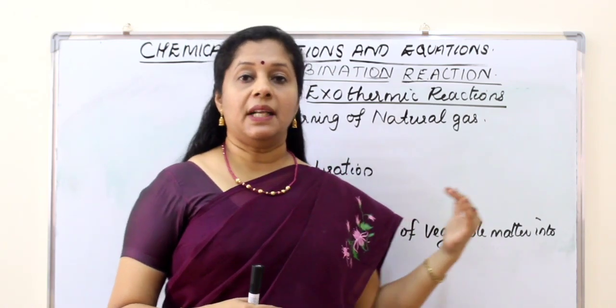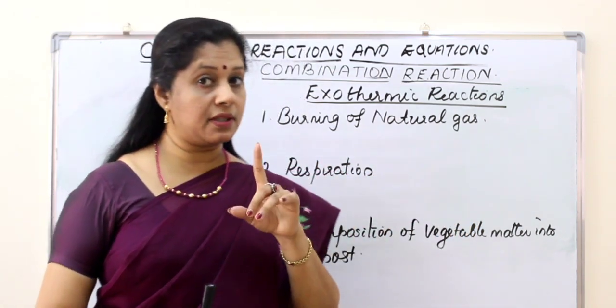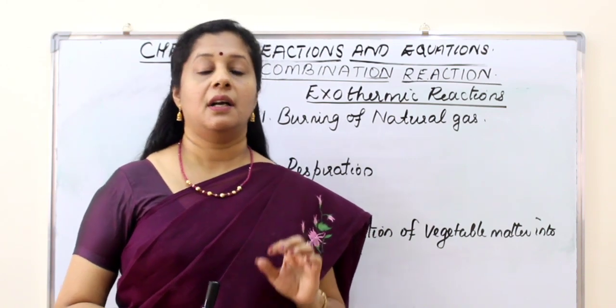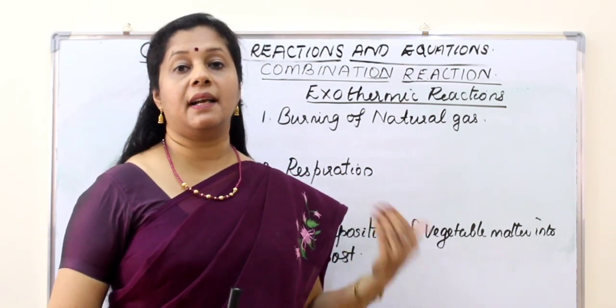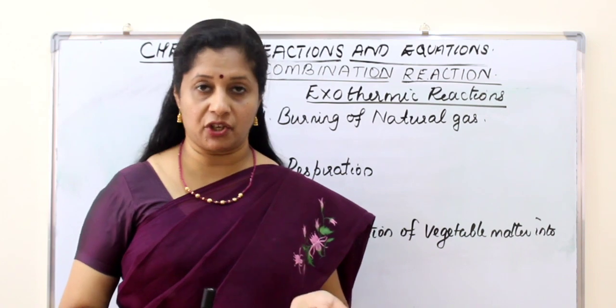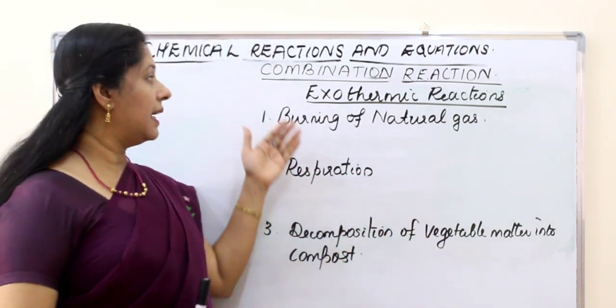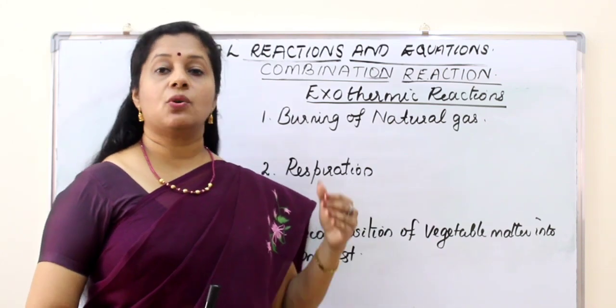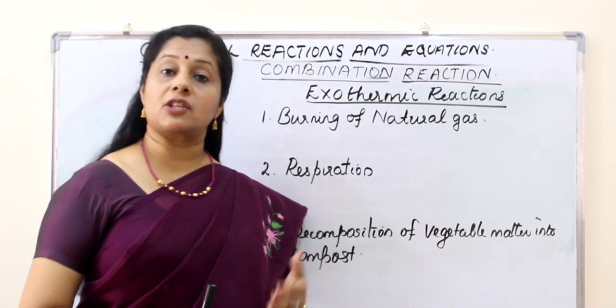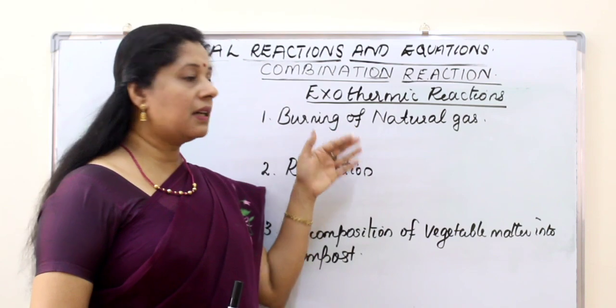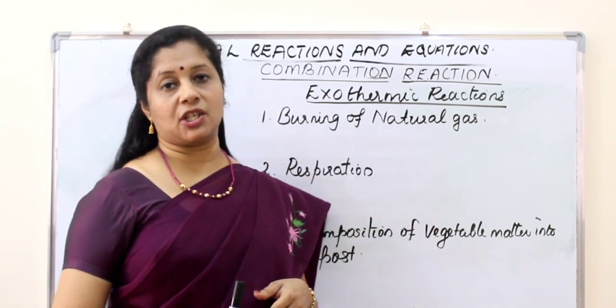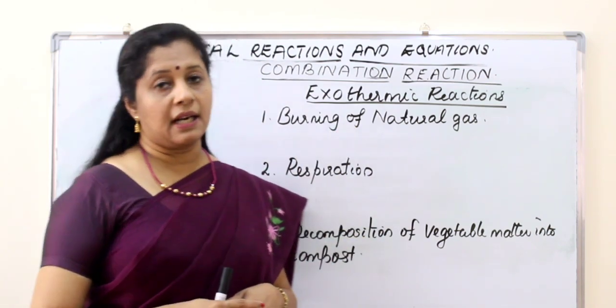Okay, so when we learned about combination reactions, the first reaction we studied was calcium oxide and water combining to form calcium hydroxide. There, heat was liberated. So what kind of reaction is that? Exothermic reactions. So some of the combination reactions are exothermic reactions. We will learn some more examples of exothermic reactions to understand them.